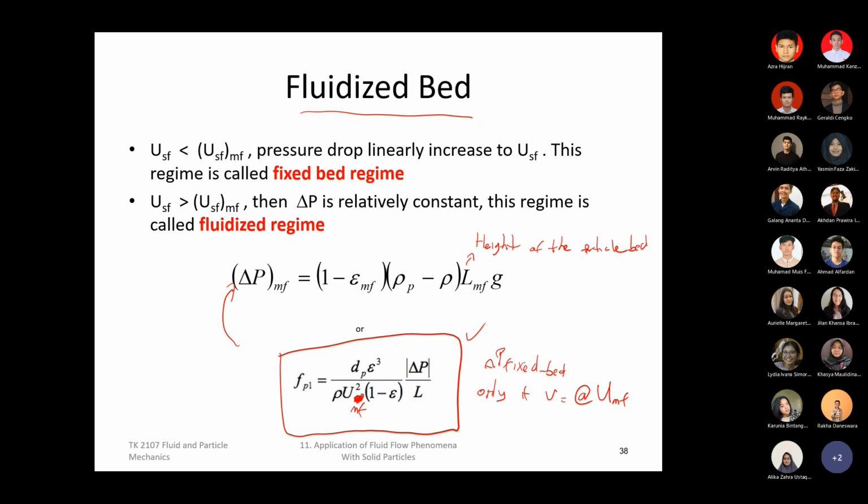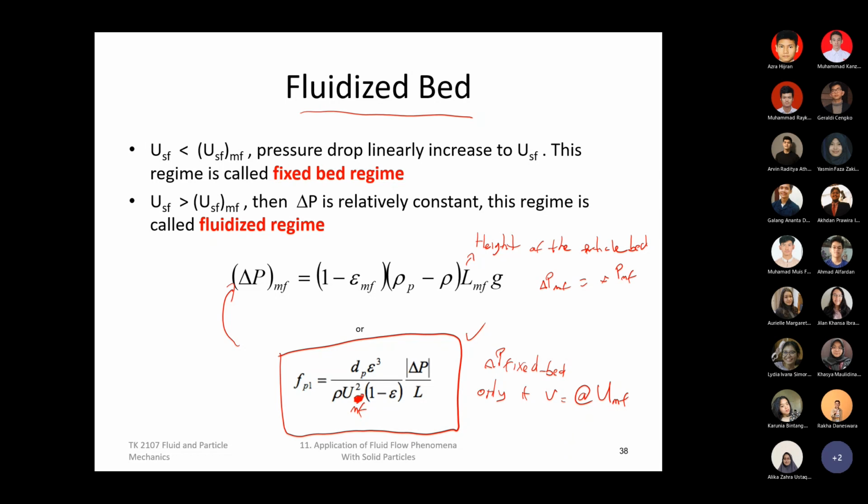That these two correlations should give you the same number. Okay, so even if you later want to derive another equation, that's very doable. Okay, specific at minimum fluidization condition.